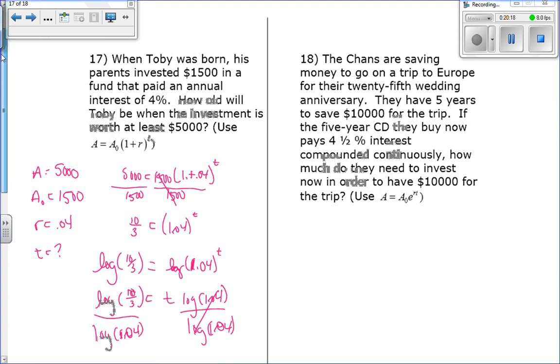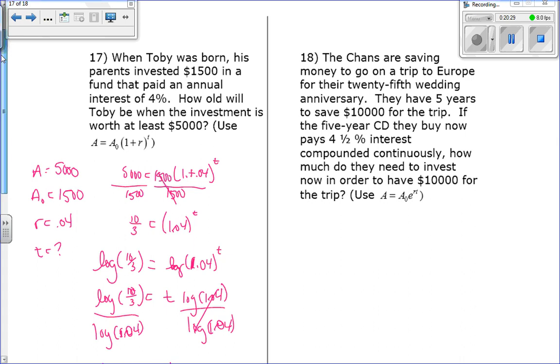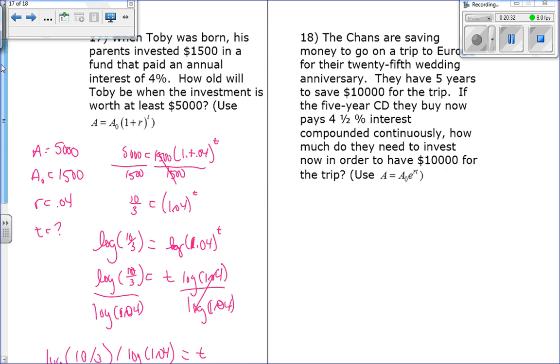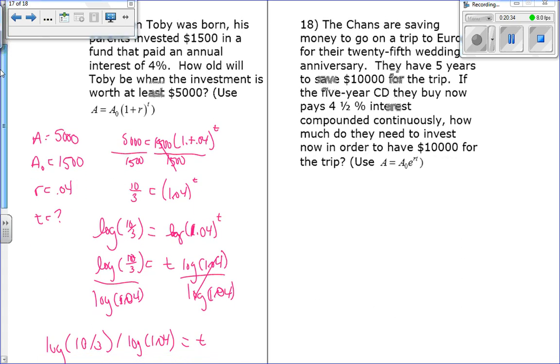Alright, let's try another one. Saving money to go on a trip to Europe for the 25th wedding anniversary. They have 5 years to save $10,000 for the trip. If the 5-year CD they buy now pays 4.5% interest compounded continuously, how much do they need to invest now in order to have $10,000 for the trip?